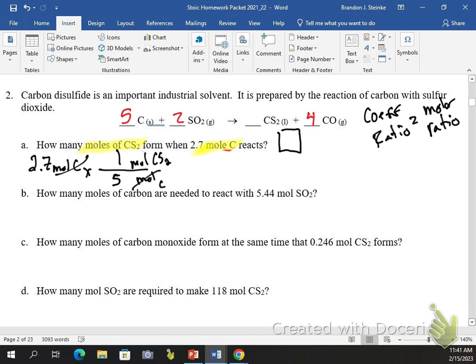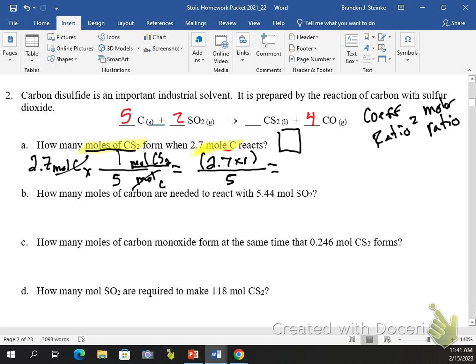Moles of carbon cancel out, moles of carbon cancel out. Now, how do you know if you're done? How do you know if you did this right? What are we looking for? Well, remember, what are we trying to get into? Moles of CS2. What are we currently in? Moles of CS2. So are we done converting? Yes, we are. So now you should go to your calculator, and it should be 2.7 times 1, everything on top, divided by everything on bottom.